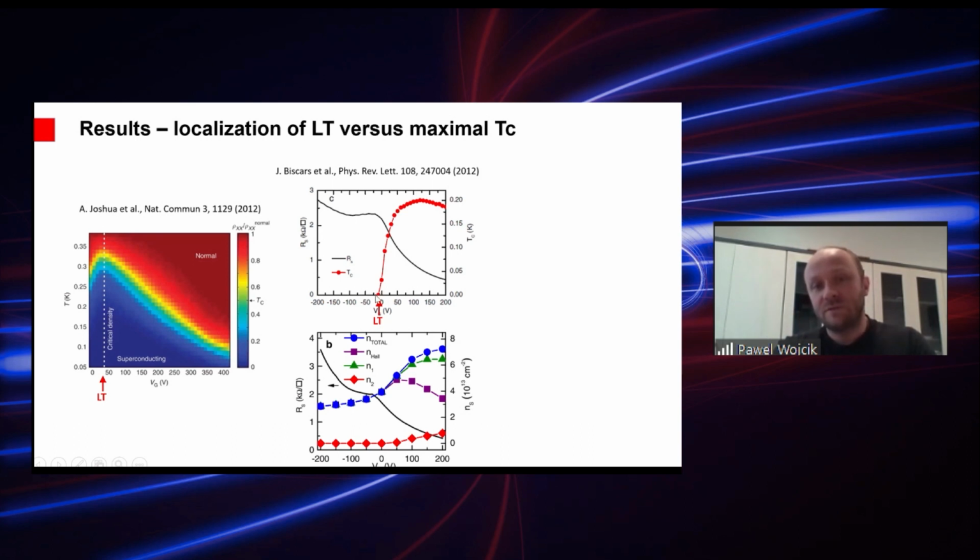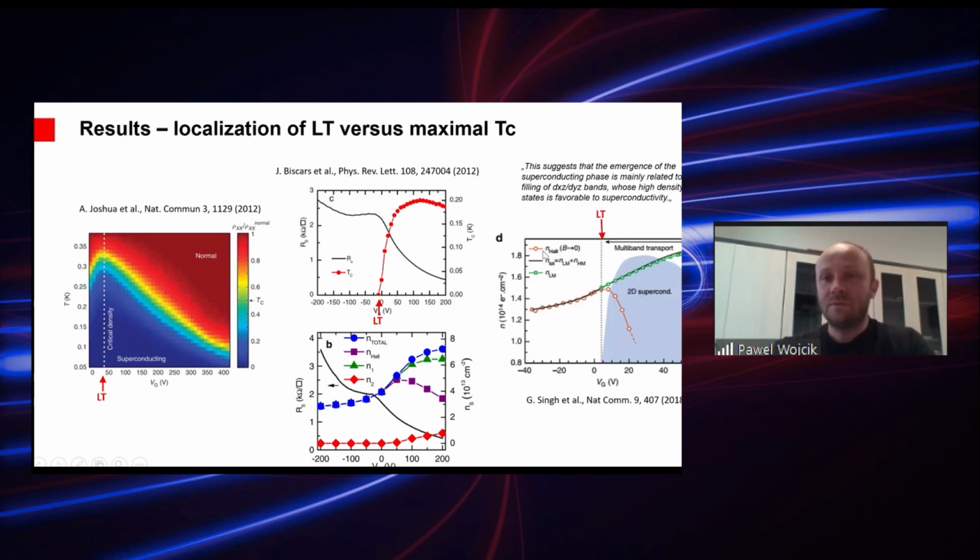So the Lifshitz transition is somewhere here, but the maximum of the critical temperature is for higher gate voltage. And the same situation is observed here. Here you can clearly see that the Lifshitz transition, which is denoted here, is exactly at the beginning of superconductivity. But the maximum of the critical temperature is located at higher gate voltage.